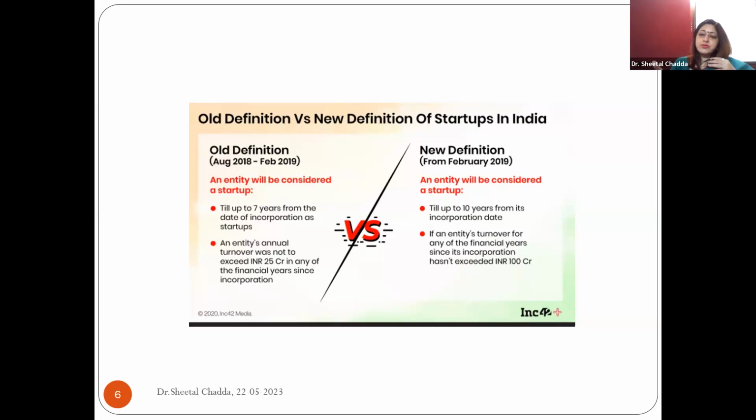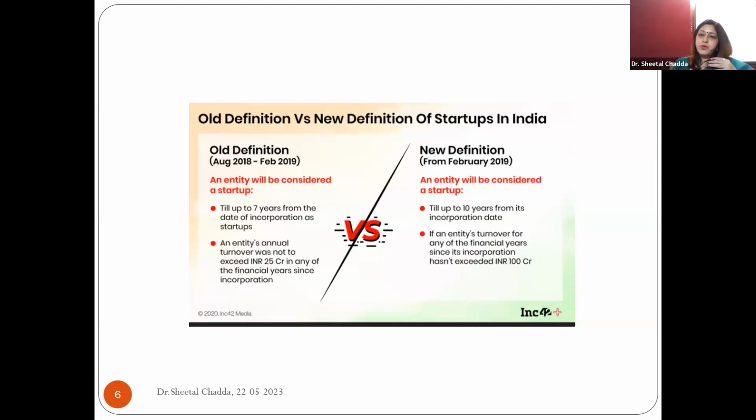So for any company to be called a startup, it needs to fulfill such criteria. Earlier it was 7 years, but now it has been increased to 10 years. Earlier, 25 crores of rupees was the maximum limit for annual turnover for any company, but now it has been raised to 100 crores.